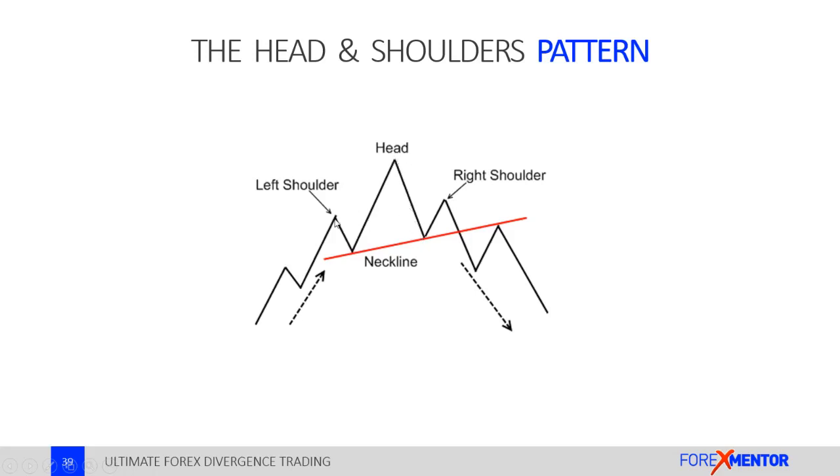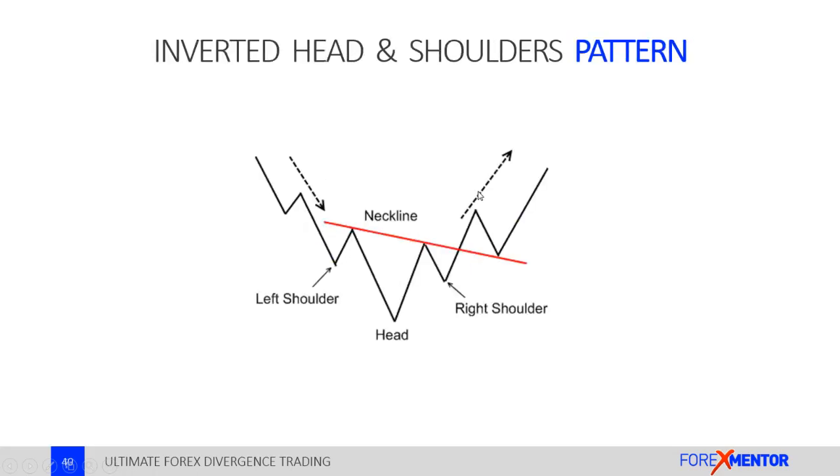Often we have divergence between the left shoulder and the head. Then it creates another shoulder, which is the retest. And then we continue with the correction or the reversal. This is an example of what it would look like in an uptrend. In a downtrend, you just flip it upside down.